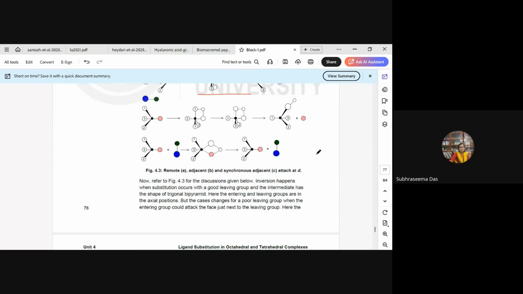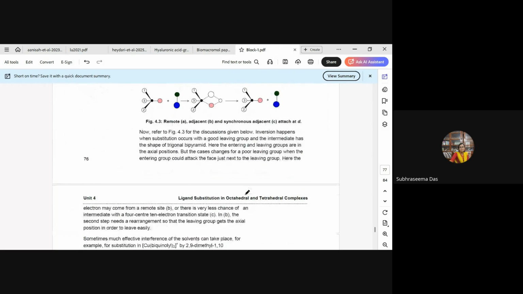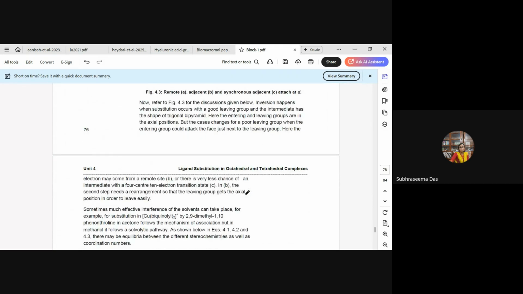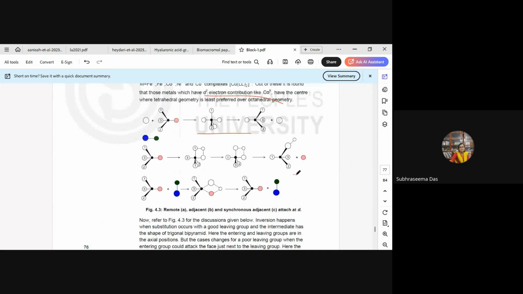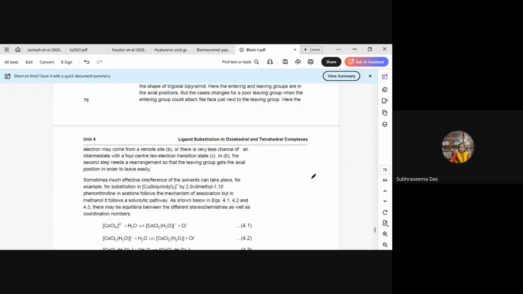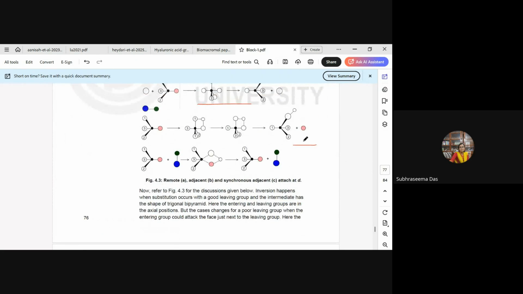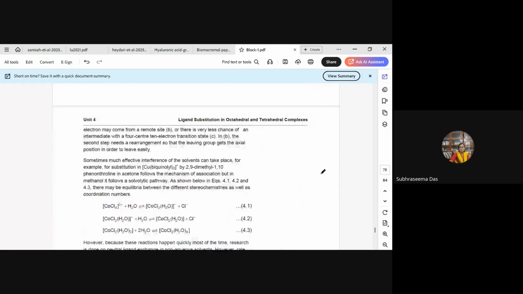Inversion happens when substitution occurs with a good leaving group and the intermediate has the shape of a trigonal pyramid, but the entering and leaving groups are in axial positions. But the case changes when we have a poor leaving group. Here in the second state, if we have a poor leaving group, then the product is formed like this. In the second step, particularly in B, you can see how the arrangement has been done, and this is the case of C with the retention of the complex.